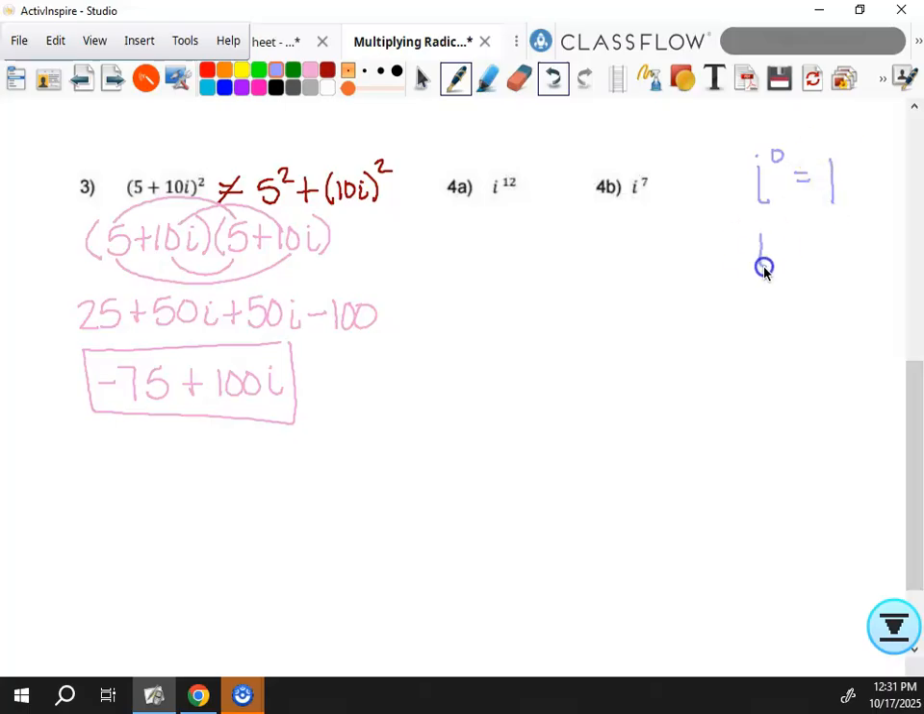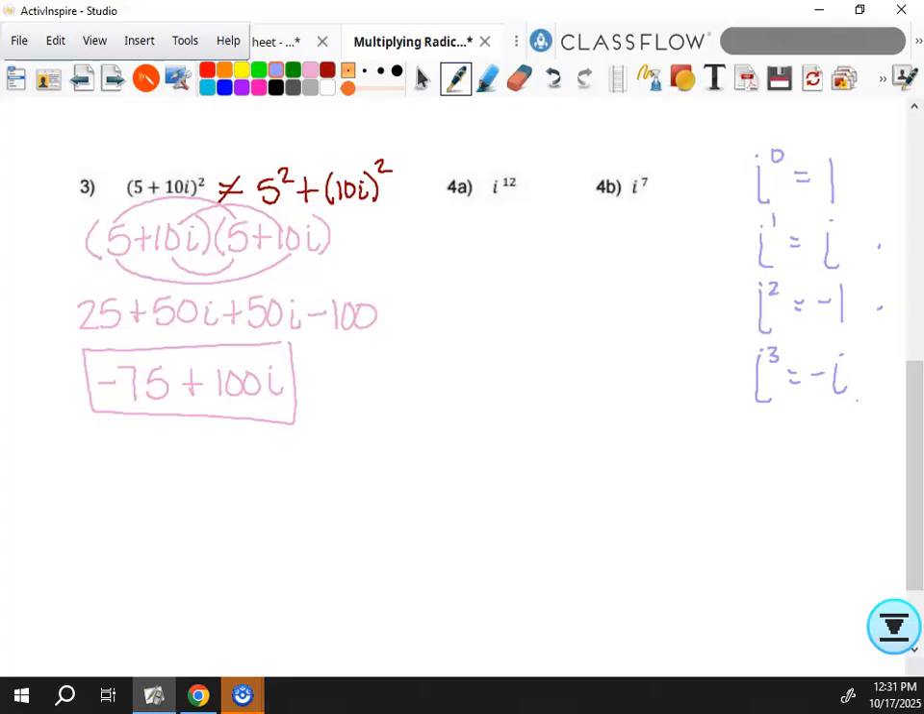And then if I have i to the first power, that's just i. Okay, we agree with that? Easy enough? So then if I have i squared, we already decided what is i squared? Negative 1. So then what do you think i to the third power is? Wouldn't i to the third power be i squared times i? So i squared times i would be negative i.